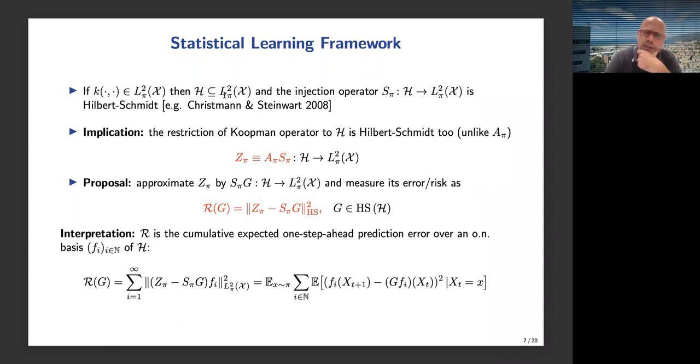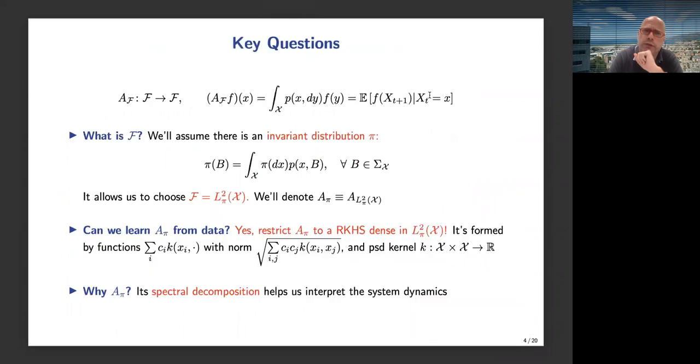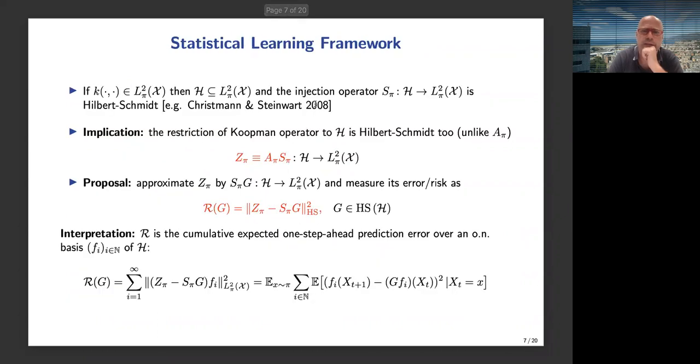Also, in this case, if we consider the injection operator, which associates a function in the Hilbert space to the same function in L2, just by changing the norm, then we can see that this operator is Hilbert-Schmidt, okay? So what is the implication of this? The implication is that if we restrict the Koopman operator, that if you remember, it was defined in this way, right? And we define it on L2 of π. Now, if we restrict it to the Hilbert space, right? So we consider this operator Z_π to be A_π times the injection.